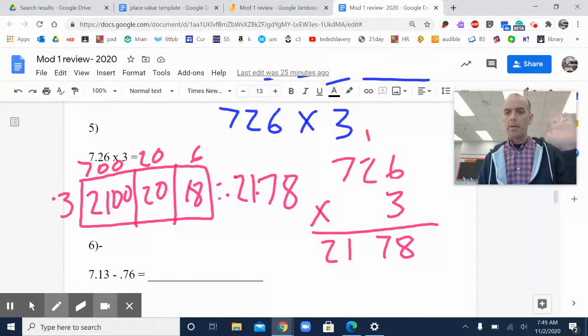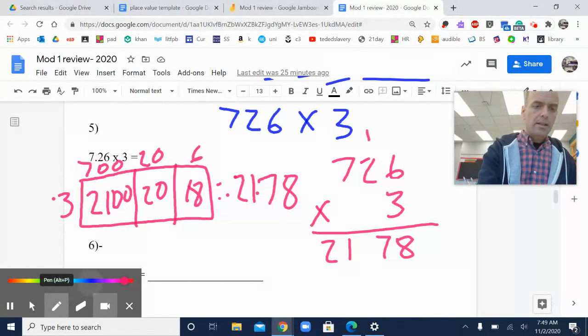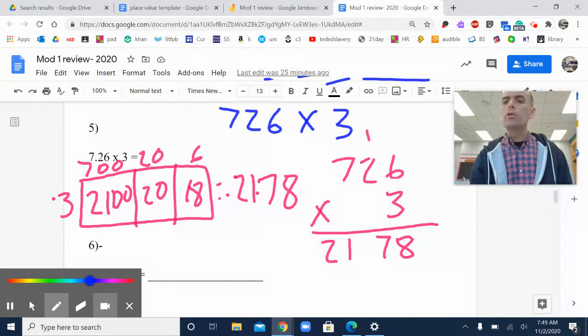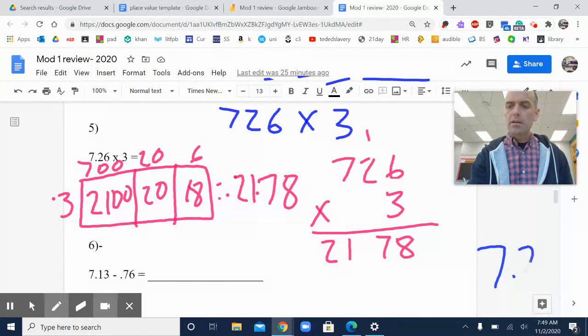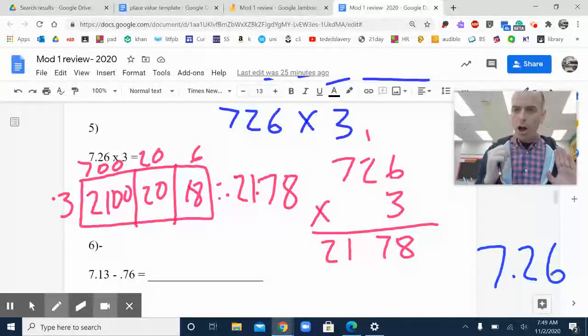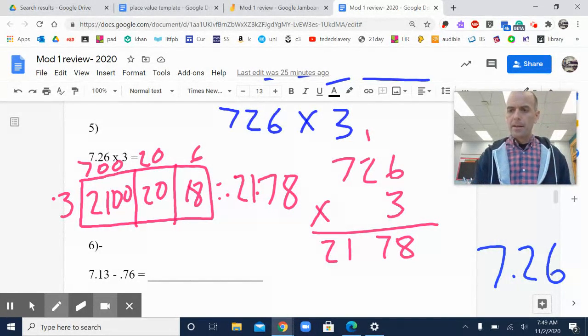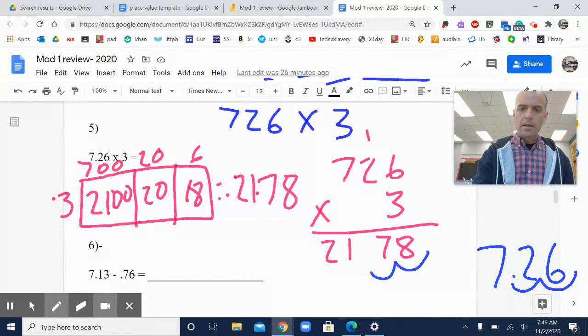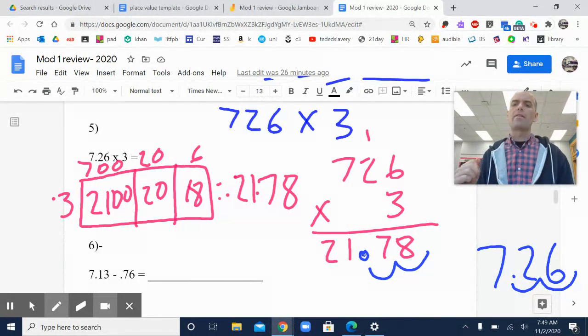But remember, it wasn't 726. It was 7.26. It was 726 hundredths. So if this was our original number, it was hundredths. We have to make our answer hundredths. And to make hundredths, it's 2 decimal places. So we go to our number and we make it hundredths. So 7.26 times 3 is 21 and 78 hundredths.